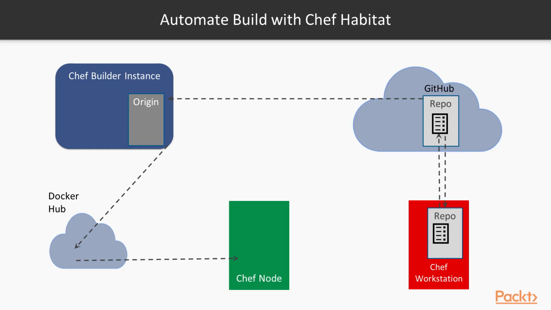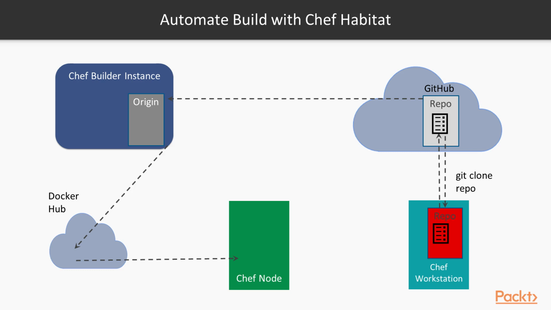So we already have a Chef workstation and a Chef Builder instance account created online, and we have several Chef nodes on which we can run our application. We already have created an origin, and we can push our build packages to that. We have a Docker Hub account in which we can push the images generated after the package is built. We have a GitHub account, and we can have a sample repository over there which we would clone to our local workstation, which is the Chef workstation, and create a local repository.